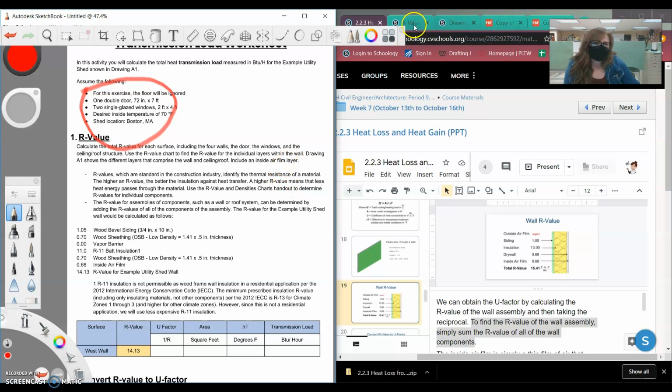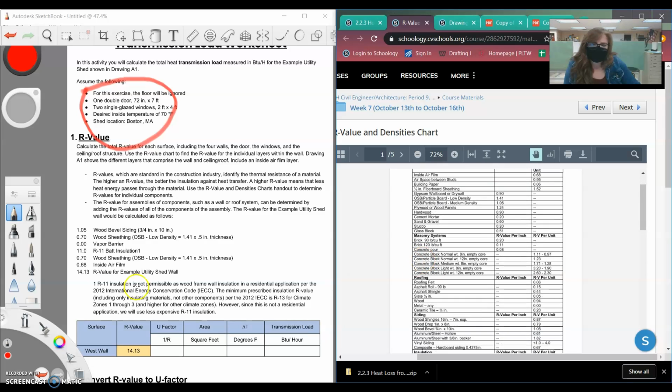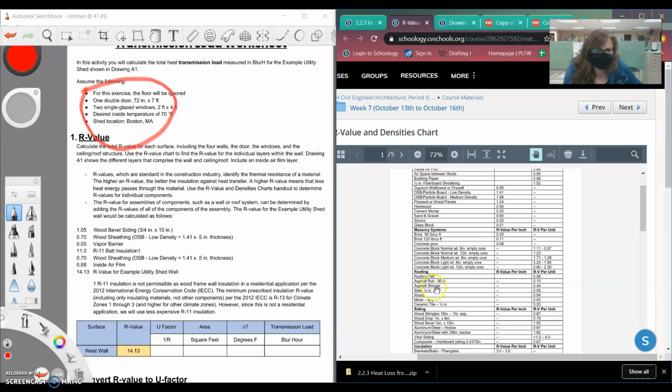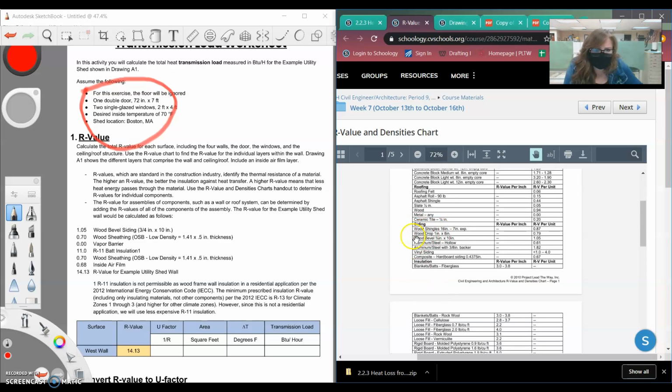Use the R value chart to find the R value for the individual layers within the wall. So if we go to the R value chart right here and we look at our individual layers, we've got wood beveled siding. So let's look at siding. Wood shingles, no. Wood drop, no. Wood bevel, 3/4 inch by 10 inch. Perfect. The R value for that is 1.05.